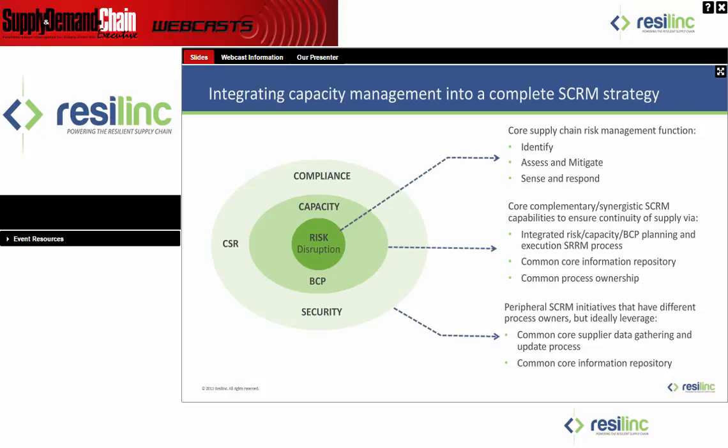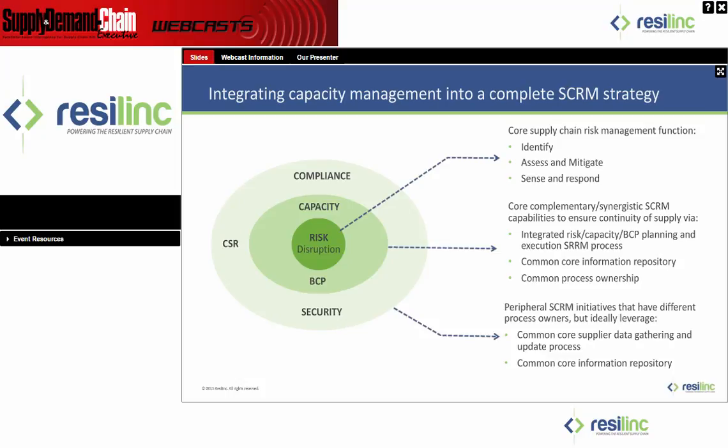Finally, you can further leverage the core and add-on core to add on adjacent initiatives such as compliance, corporate social responsibility, security, and so on. These may have different business owners, but you should still be able to leverage much of the same information and data collected for the core and capacity risk.